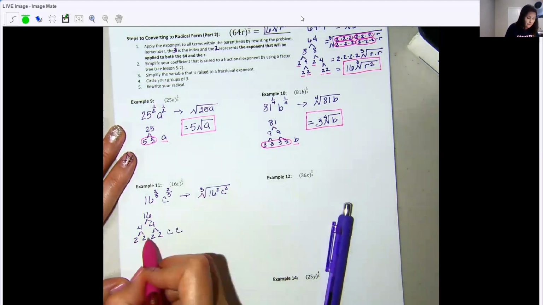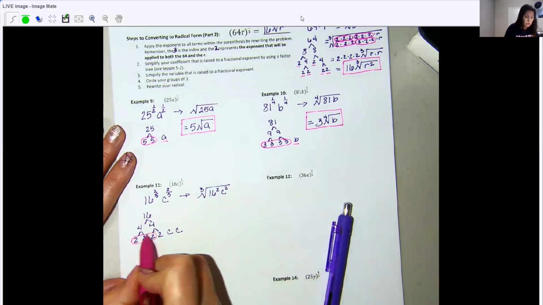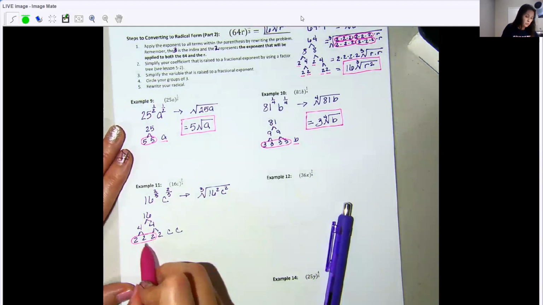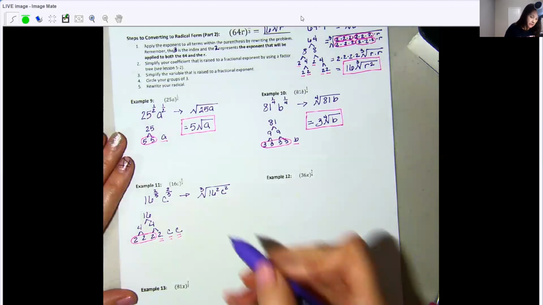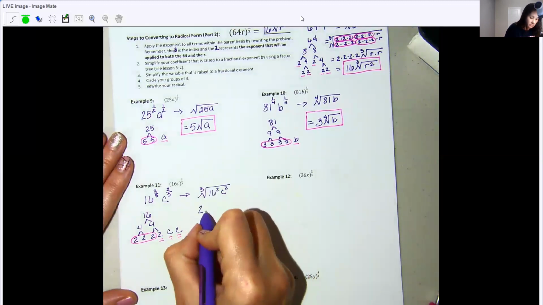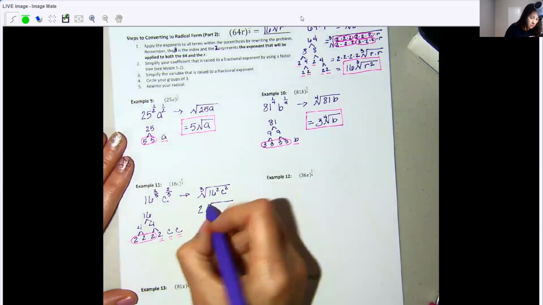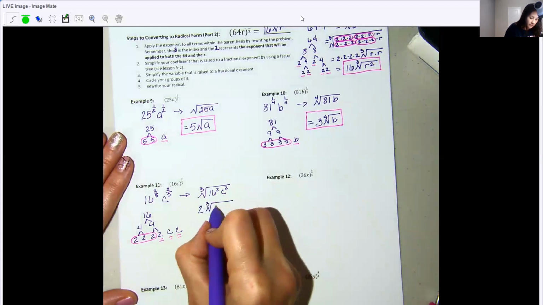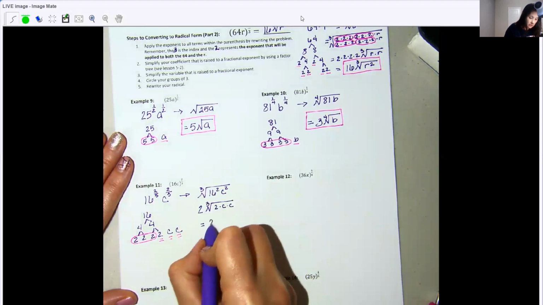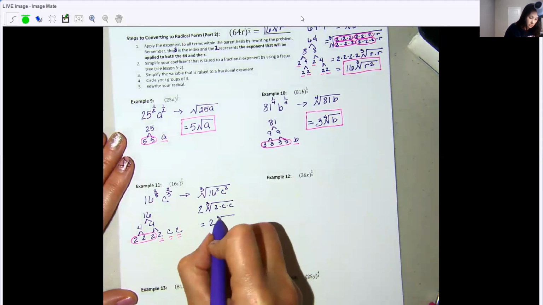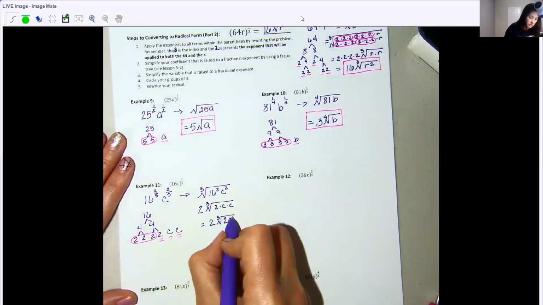Okay, so I need groups of 3. I have one group of 3 2's, but I don't have another group of 3. So I can pull this 2 out, and then I leave the rest inside the radical symbol. And then we have a 2 times c, so your final answer is 2 cube root of 2c squared.